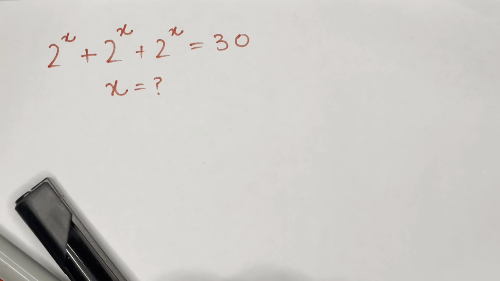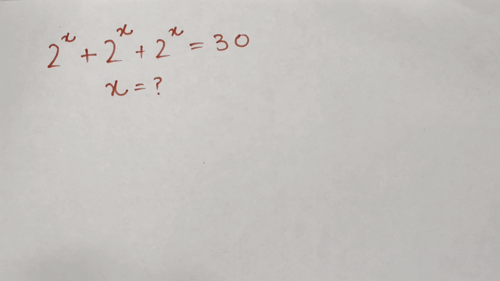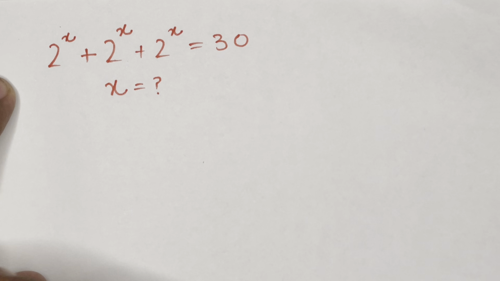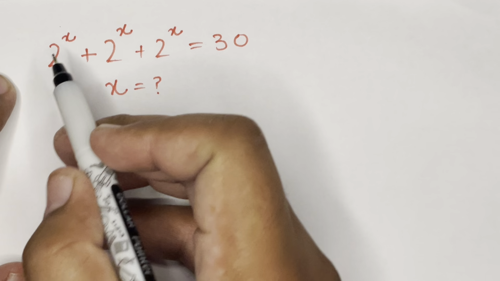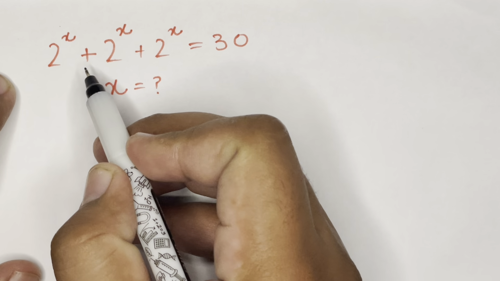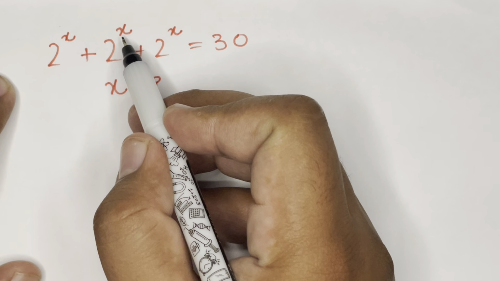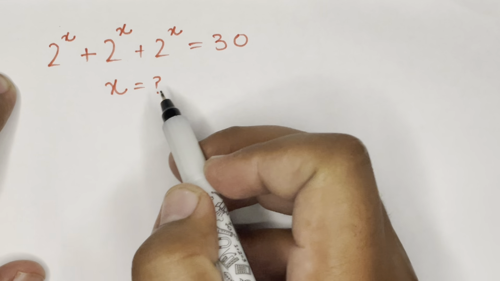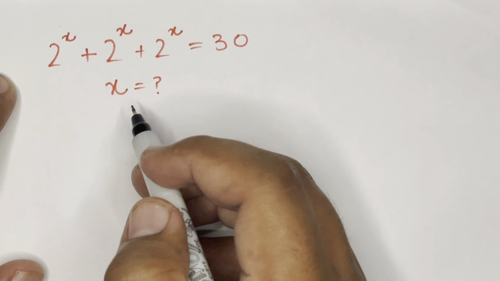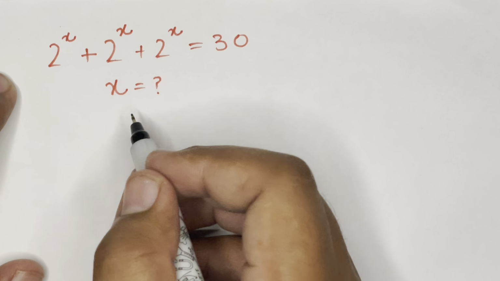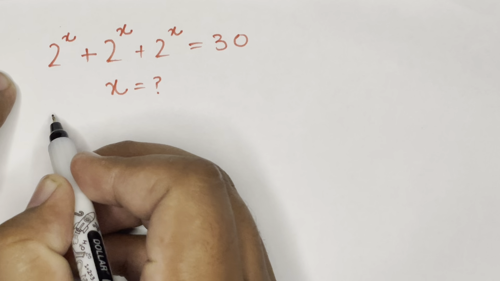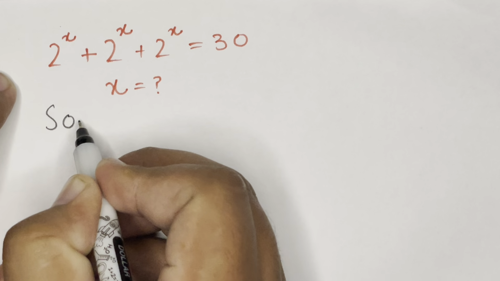Hello. Today I have a very interesting question and most entry tests have this kind of question. The question is 2 power x plus 2 power x plus 2 power x equal to 30, and here we have to find the value of x. So I am going to solve this question. Solution.